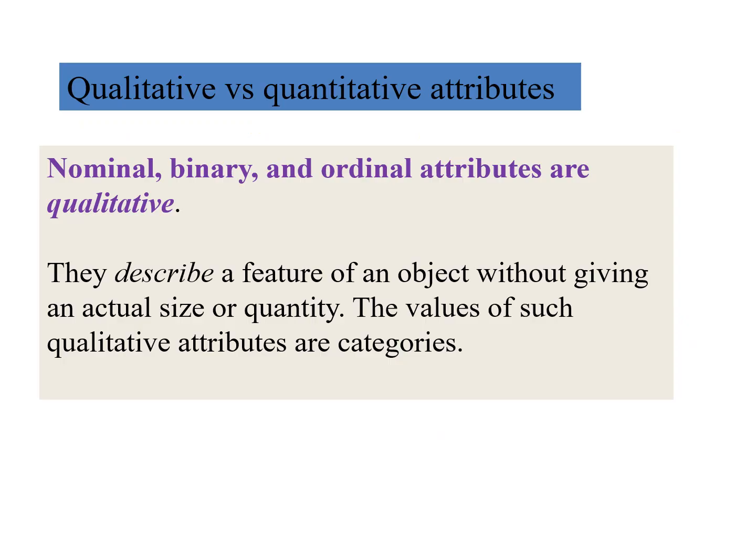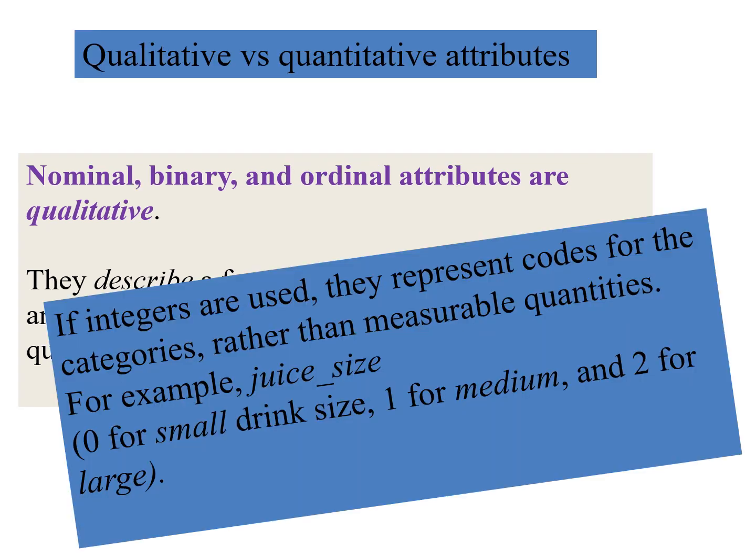So we saw that all these attributes which we have discussed, nominal, binary, and ordinal, are qualitative. They describe a feature of an object without giving an actual size or quantitative value. So we are not getting any idea of quantitative value; we are seeing qualitative categories. And even if we use integers, they are more like codes for the categories rather than measurable quantities. For example, juice size can be named as 0 for small, 1 for medium, and 2 for large.